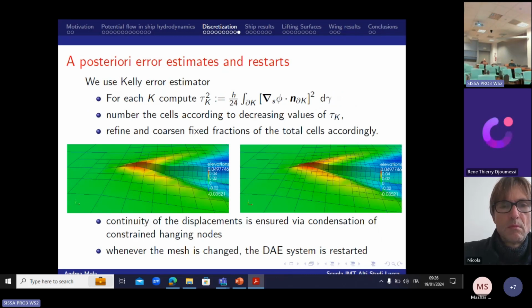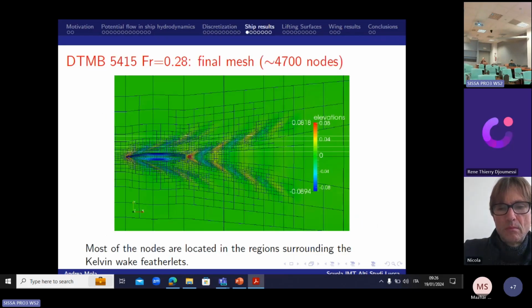The last thing is that we also do a posteriori error estimates for adaptive mesh refinement. And every time we do that, we stop and restart the simulation. We used a very simple Kelly error estimator because we don't have a better way to find an error estimator. This is an open problem, but as you can see, at least when we run a simulation, the mesh is basically refined on top of the Kelvin wake featherlets, as you can see over there.